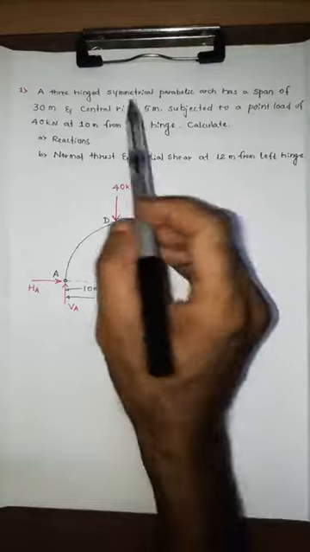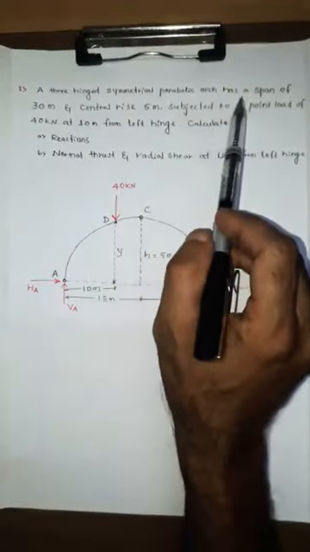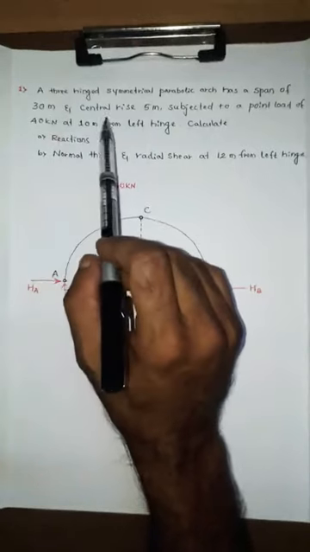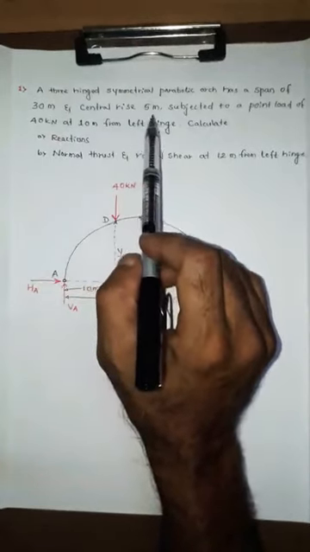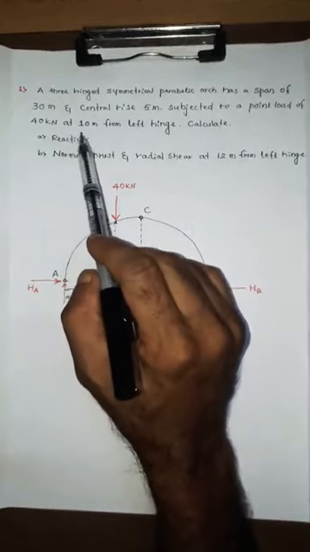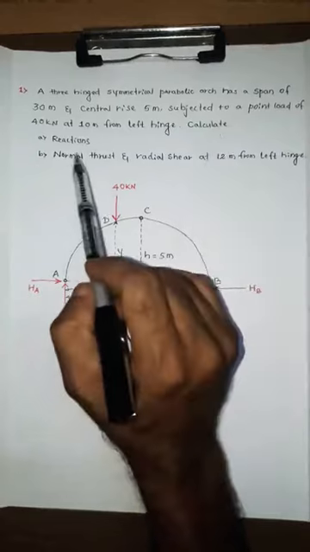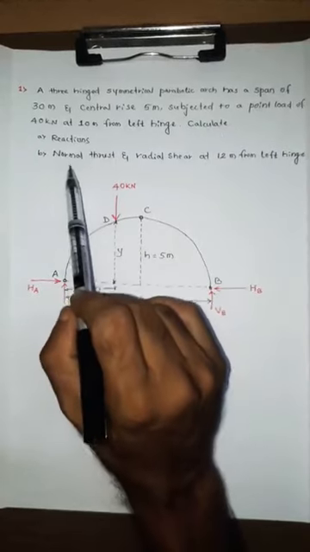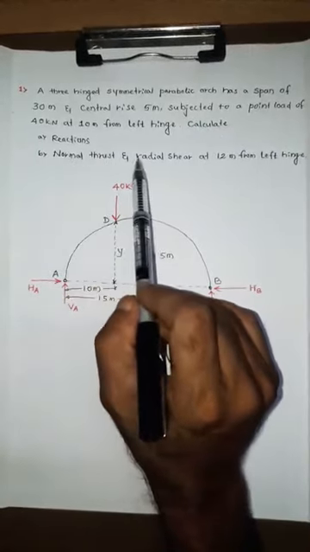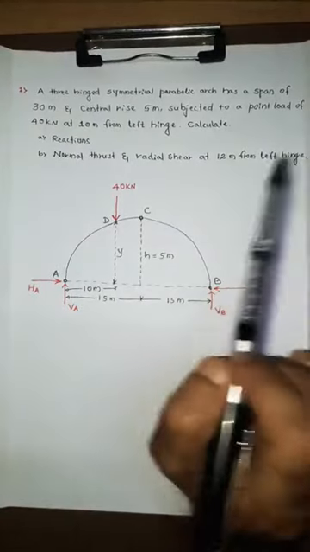The example is like this: a three-hinged symmetrical parabolic arch has a span of 30 meter and central rise of 5 meter, subjected to a point load of 40 kilonewton at 10 meter from left hinge. Calculate reactions, and second one is normal thrust and radial shear at 12 meter from left hinge.